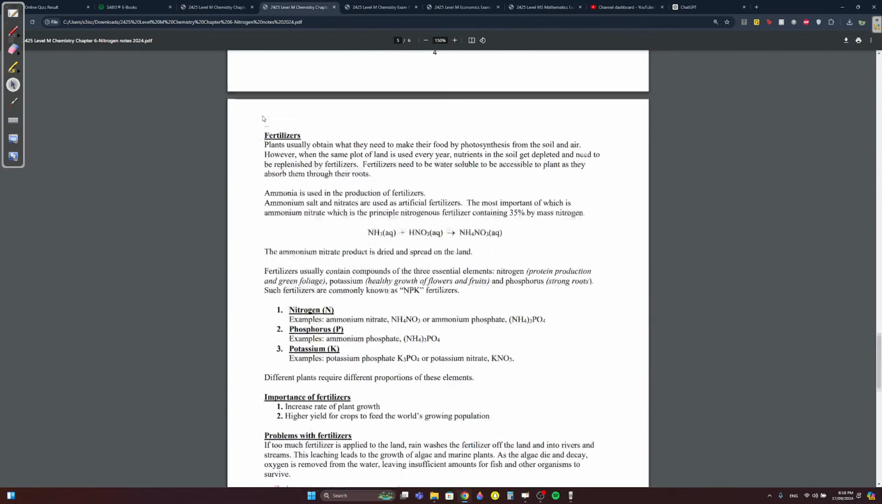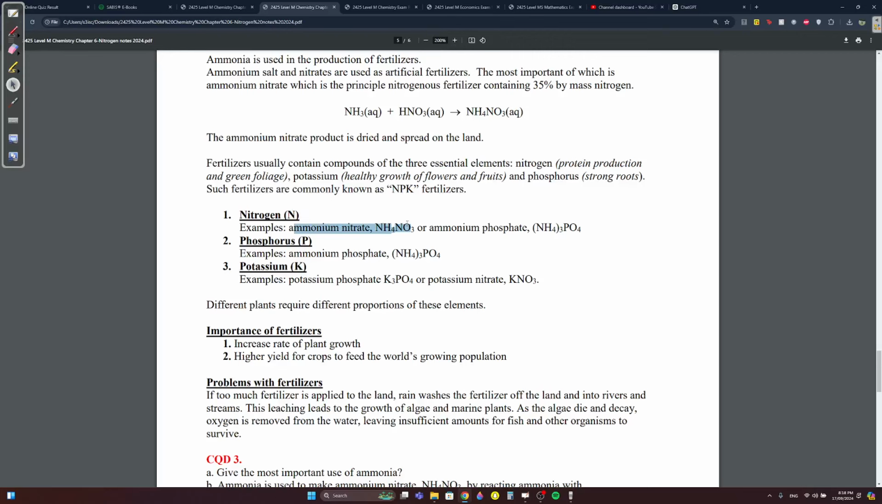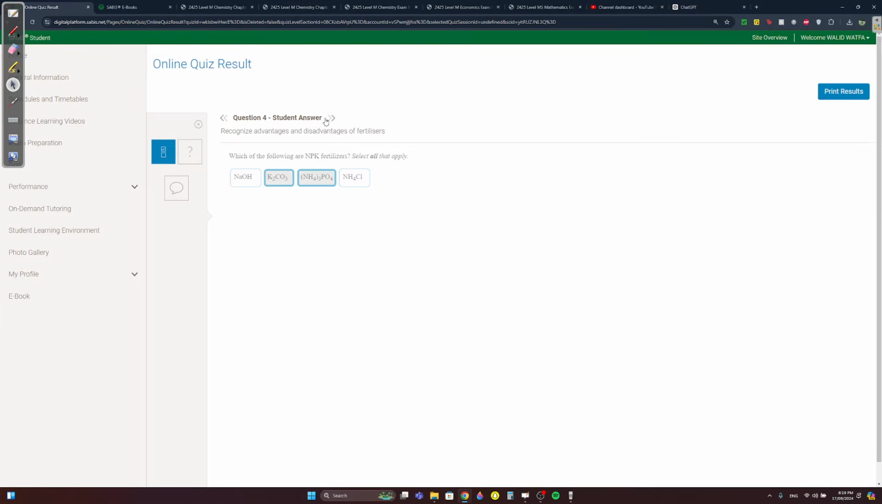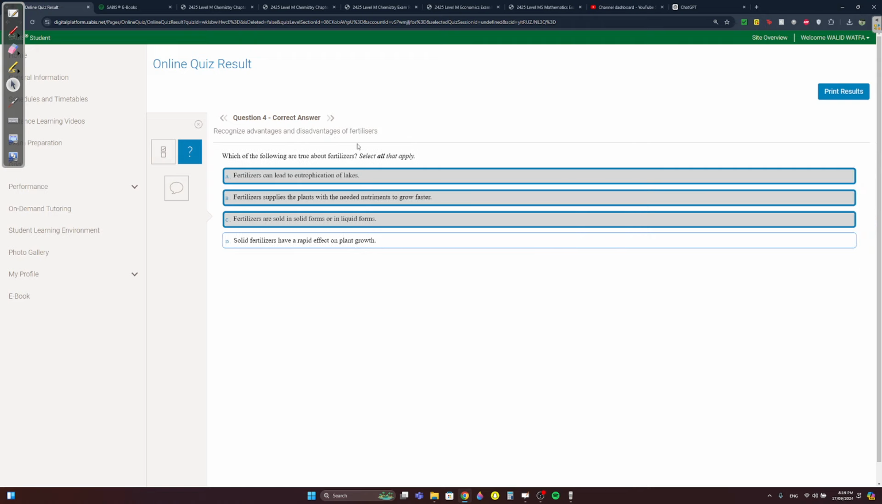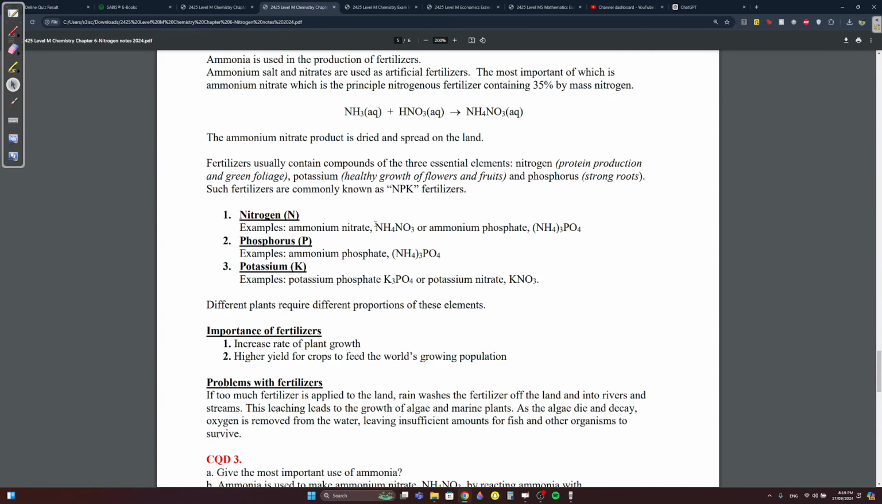You can see here in the notes for nitrogen, the examples: ammonium nitrate NH4NO3, or ammonium phosphate (NH4)3PO4, then phosphorus and potassium examples. NH4Cl isn't part of these, that's why we didn't pick it.